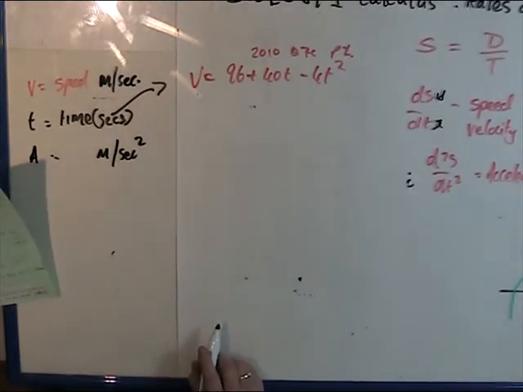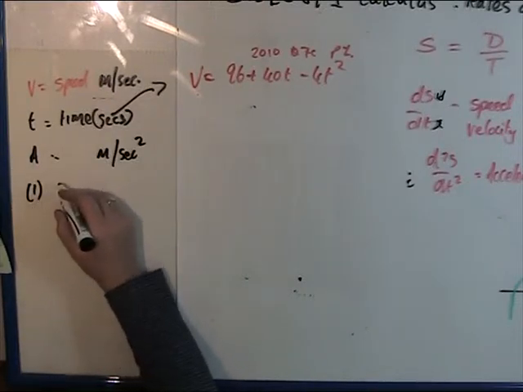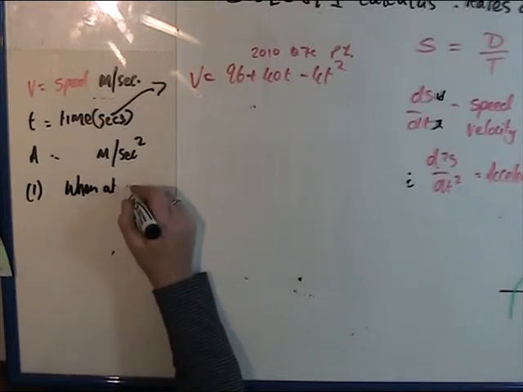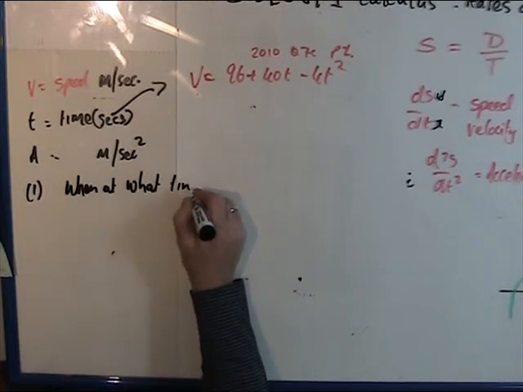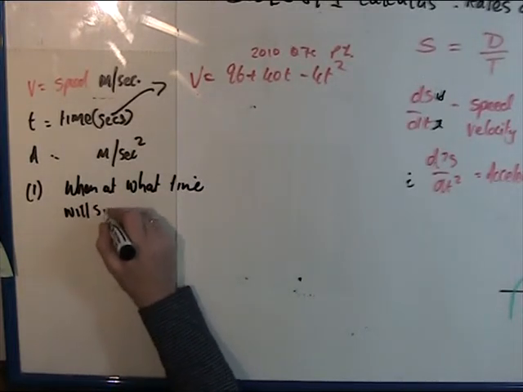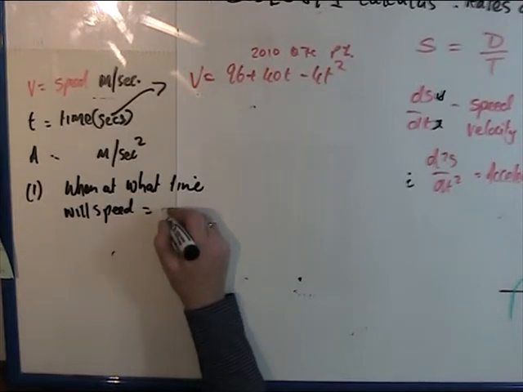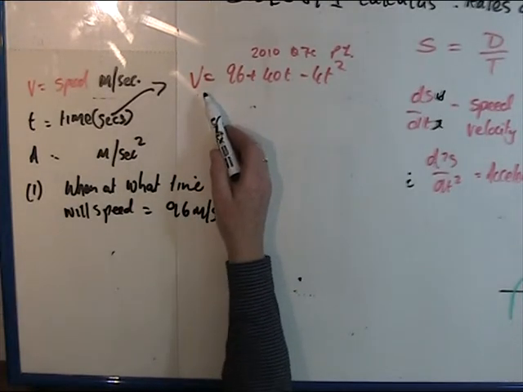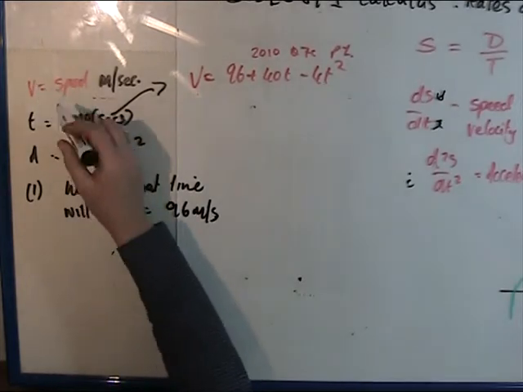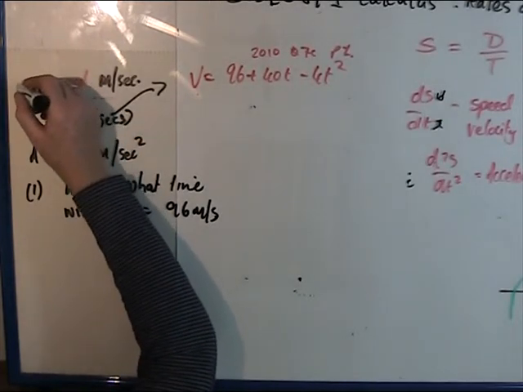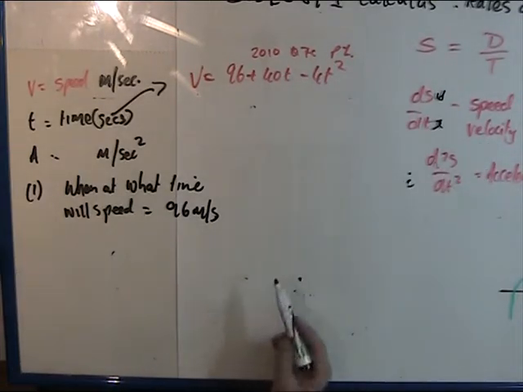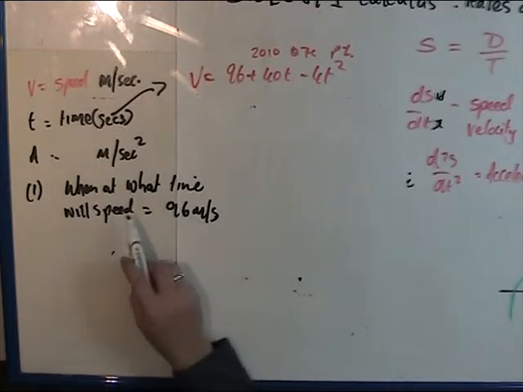Now the question says, at what time will the speed of the object be 96 meters per second? When or at what time will speed equal 96 meters per second? Now this is already done for you in speed, okay, because speed is sometimes represented as V or velocity or speed. Okay, velocity and speed is the same. So this is equal to 96. So at what time will the speed equal that?